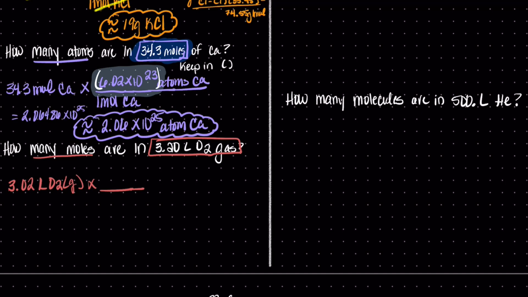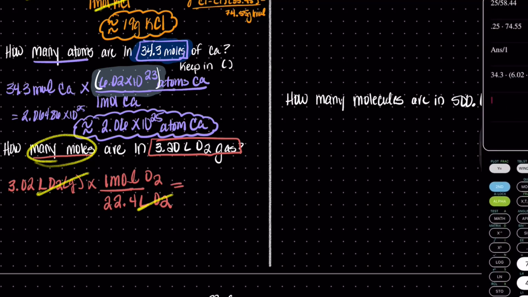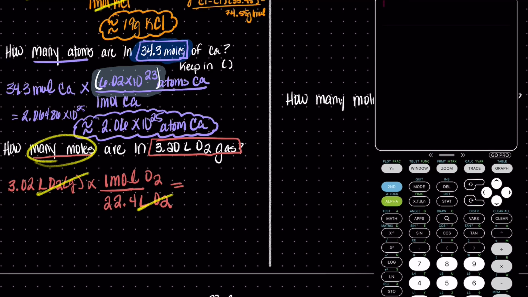3.02 liters of O2. I need liters to cancel. So I know in 1 mole here, mole is my goal, so it has to go on top. I have 22.4 liters of O2. Of course, we're talking about gas. I'm in moles. That's what I'm asked for. So I'm looking to see liters of O2. Liters of O2. Okay, good. Nice, easy, breezy, beautiful. Now, multiply across the top and the bottom, and divide it down. So we're looking at 3.02 times 1 divided by 22.4 here.